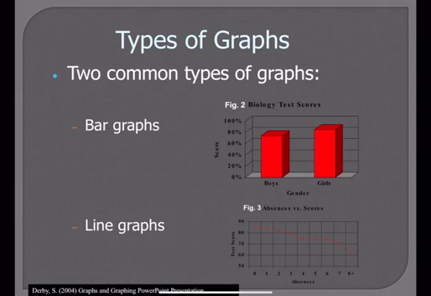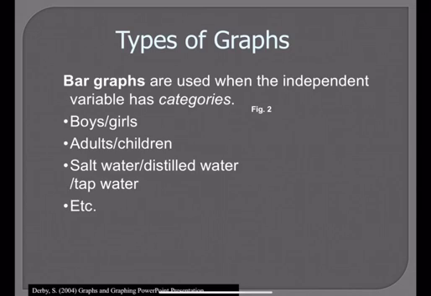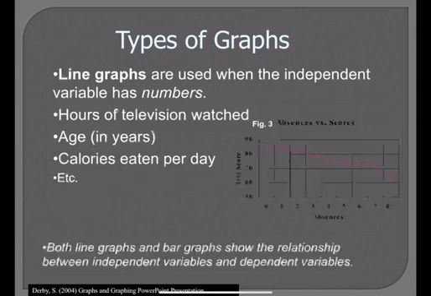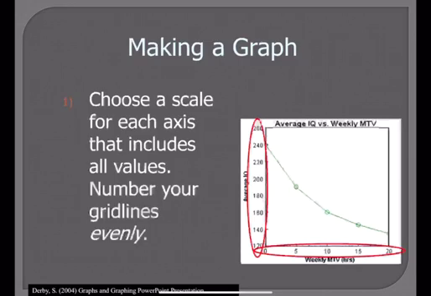I have 2 common types of graphs, bar and line. Basically, if my independent variable is categorical, then it's going to be a bar graph. They're all graphs. And if my independent variable is numerical, then I'm going to be looking at a line graph. Sorry, I got a little bit ahead of myself there. So bar graphs are for categorical, and line graphs are for numerical. I will give you a quiz and you will have to make sure that you have the correct type of graph on it.